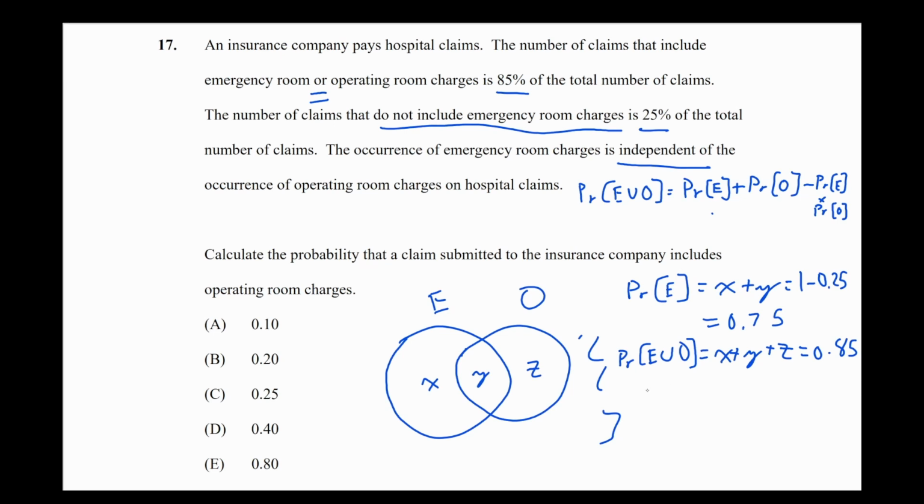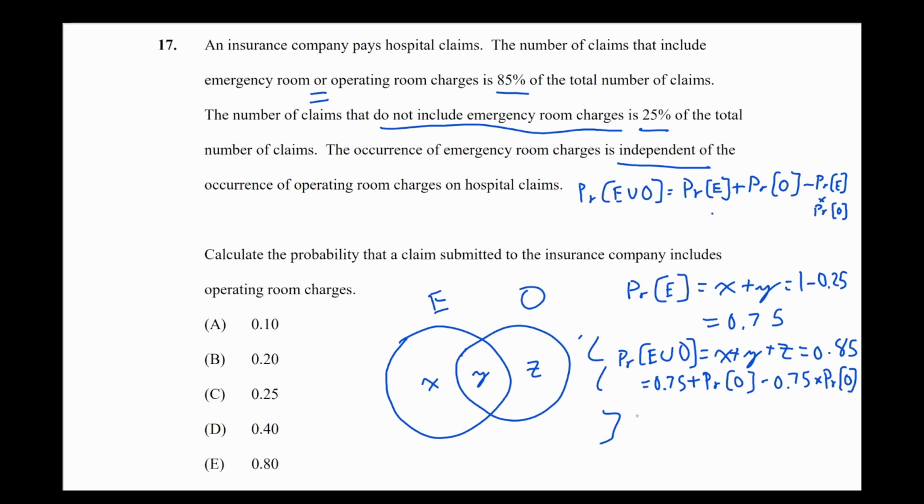So let's start substituting the probability of E with 0.75. So this is equal to 0.75 plus the probability of O minus 0.75 times the probability of O.